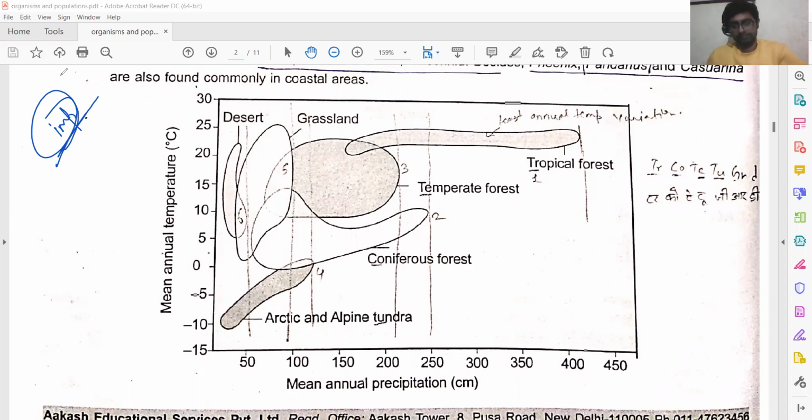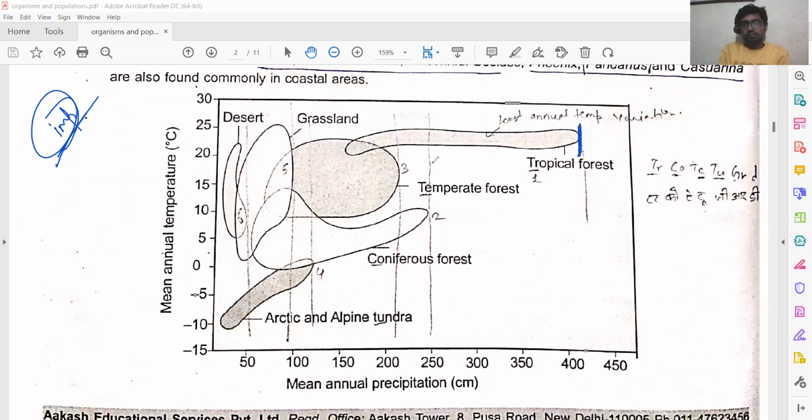So again, it is a graph between mean annual precipitation and mean annual temperature in different types of biomes. Now, how the questions can be asked is that these names are missing in the graph, and you need to find them out, or they may ask you the name. So I guess this is quite messy to learn.